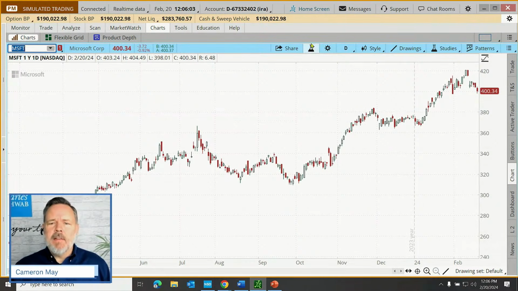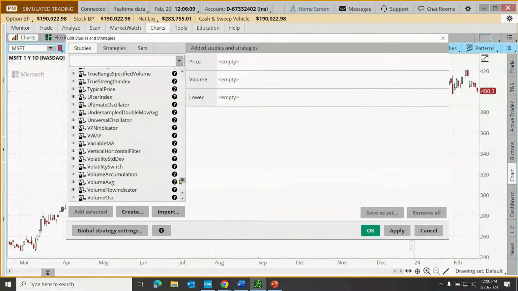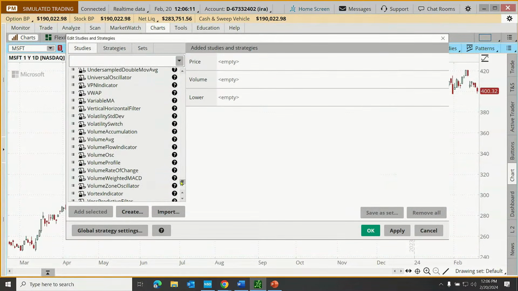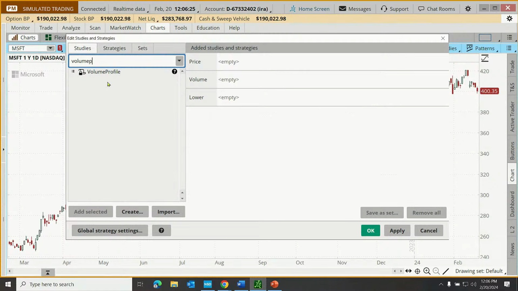So the quick way to do that is come up here to our studies flask. I'm going to click on that. We could just go down in alphabetical order down to the V's and find volume profile right there. Another thing that we could do is do a keyword search. So we just type in volume P. Now notice as we type in the word volume, lots of indicators include the word volume in them. Just throwing a P on the end there narrows it down to just the volume profile tool. And we're going to add that to our chart.